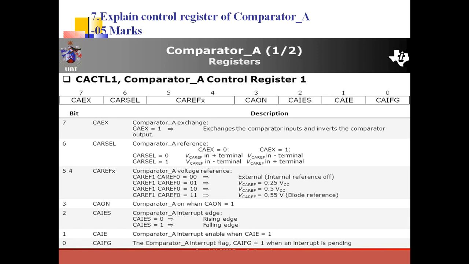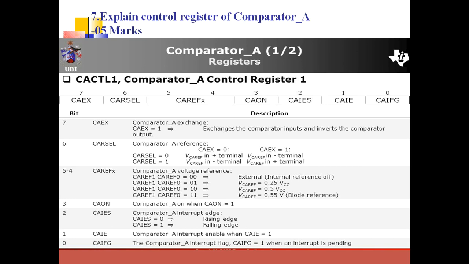You can see in this diagram how the comparator A control register is going to work. You can see the 8 bits of comparator A control register 1. You have two registers, comparator A control register 1 and comparator A control register 2. Here you have different bits, first we'll see the bits. The 7th bit is CAX, meaning comparator exchange. It exchanges the comparator inputs and inverts the comparator output.